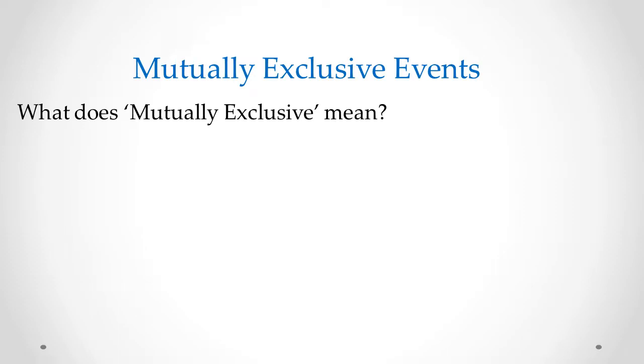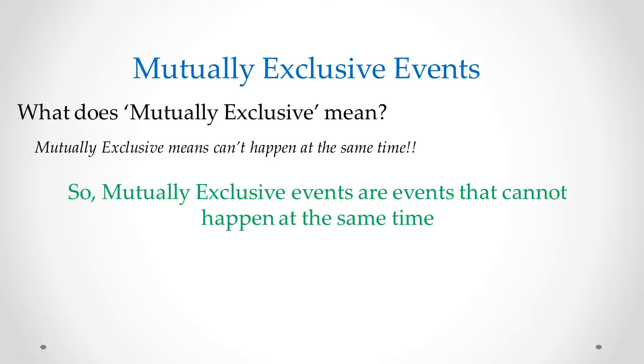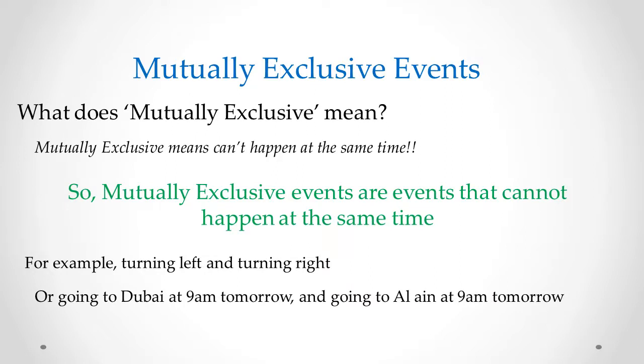What does mutually exclusive mean? It means that they cannot happen at the same time. So, mutually exclusive events are events that cannot happen at the same time. Like, for example, turning left and turning right at the same time, or going to Dubai at 9 a.m. tomorrow and going to Al Ain at 9 a.m. tomorrow. You cannot go to the two places at the same time.